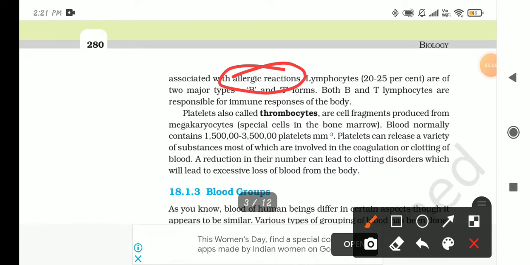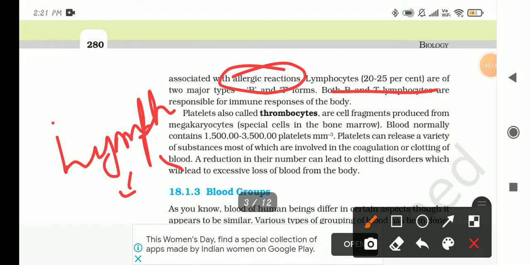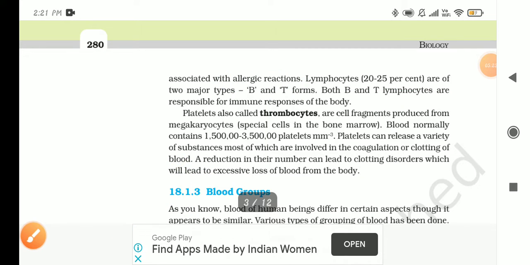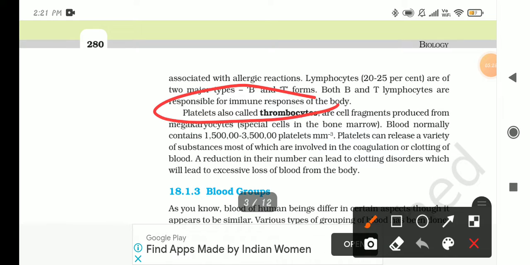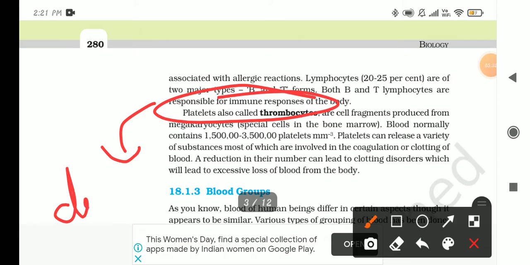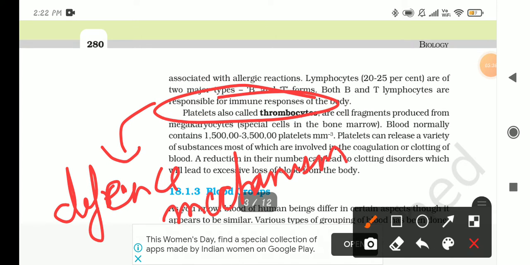And lymphocytes, which are 20 to 25%, are divided into two kinds: B and T lymphocytes. Both are responsible for the immune response of our body, so they also work in the defense mechanism of our body.